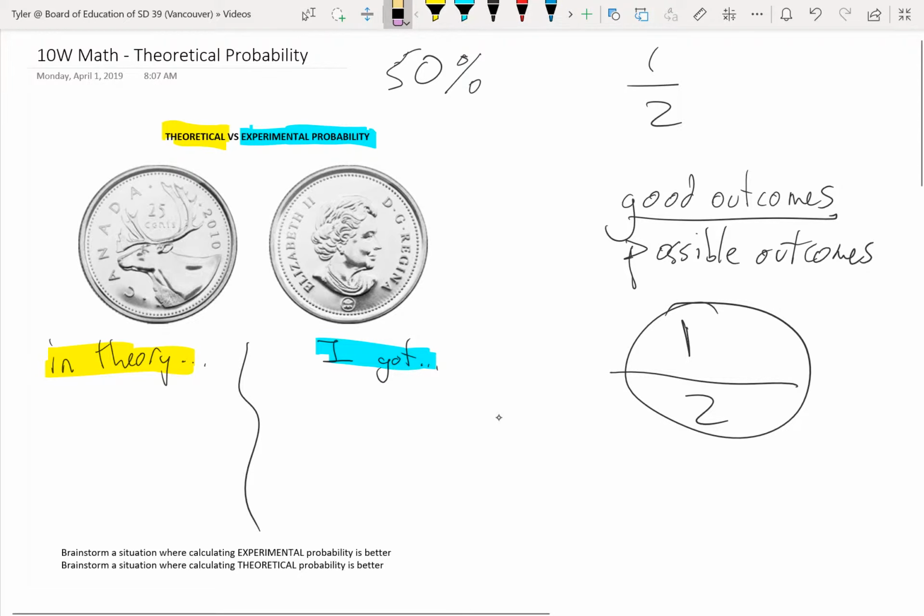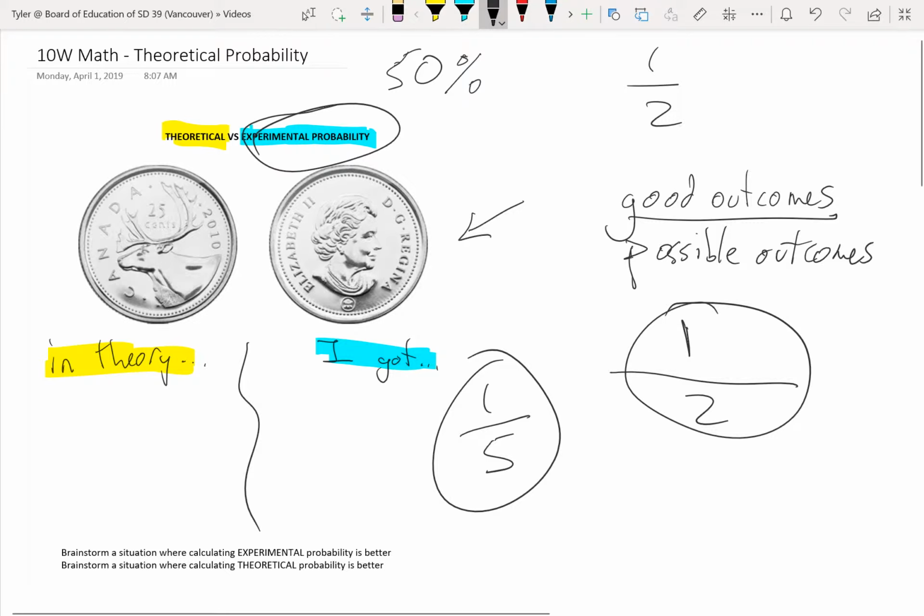Now, when we did experimental probability, basically what we meant was we would do an experiment and see what we get. So for example, if you flipped, I don't know, 5 coins, our total would be 5 flips on the bottom, and however many heads, let's just say we only got 1. Then we would say, wow, our probability was only 1 out of 5.